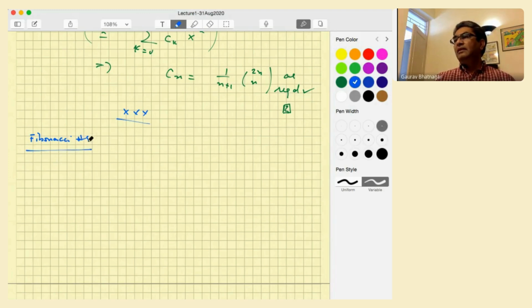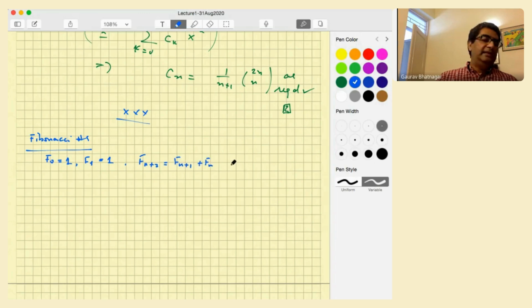It's a classical example, and it's surprisingly deep in the sense that this idea, whatever you get over here, is applicable in a huge number of places. So here's the Fibonacci sequence. You define f0 as 1, f1 as 1, and f(n+2) as f(n+1) plus f(n). And this is for n bigger than or equal to 0.